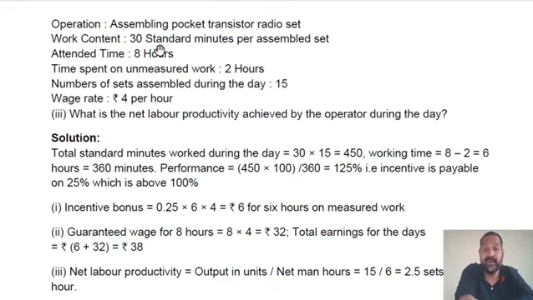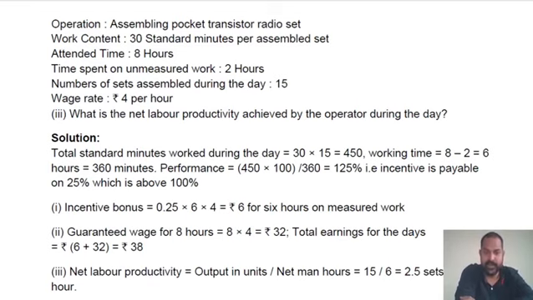Work content, 30 standard minutes per assembled set. So to assemble one set, you need 30 minutes. Attended time, 8 hours. Time spent on unmeasured work is 2 hours. I'll tell you what that means. Number of sets assembled during the day is 15. Wage rate is 4 per hour. What is the net labor productivity achieved by the operator during that day?